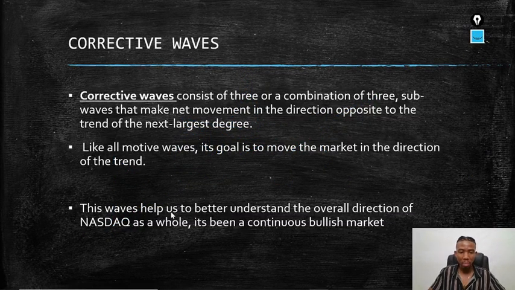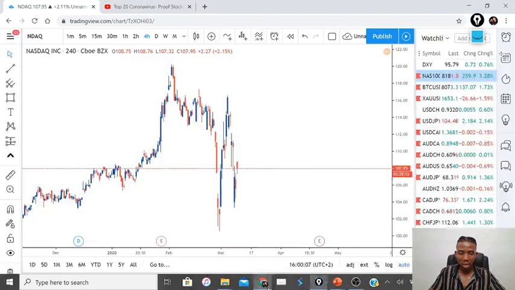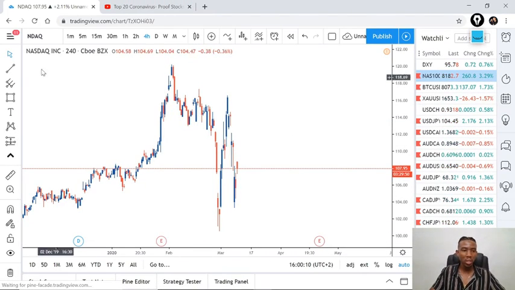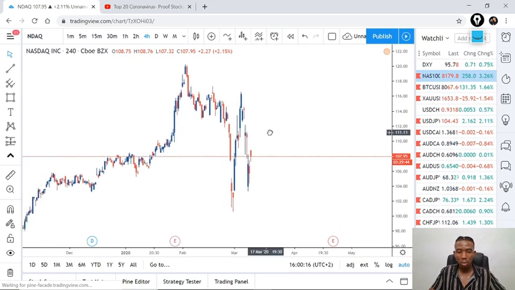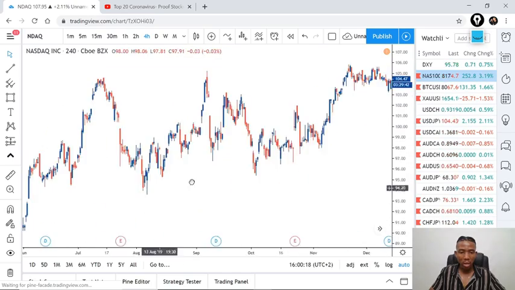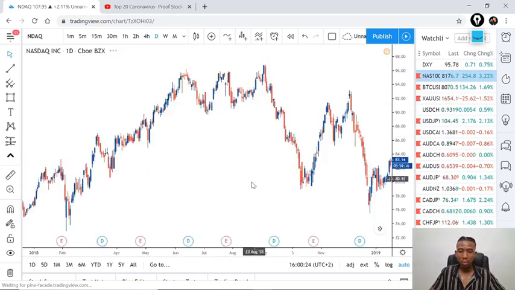These waves help us to better understand the overall direction of Nasdaq as a whole. It's been a continuous bullish market. Now let me show you exactly how I'm saying it's been a continuously moving market. So this is Nasdaq, also known as Nasdaq Inc., NAS 100, US 30, different names as they stated for you before. So now let's go back and see whether it has been a bullish movement.